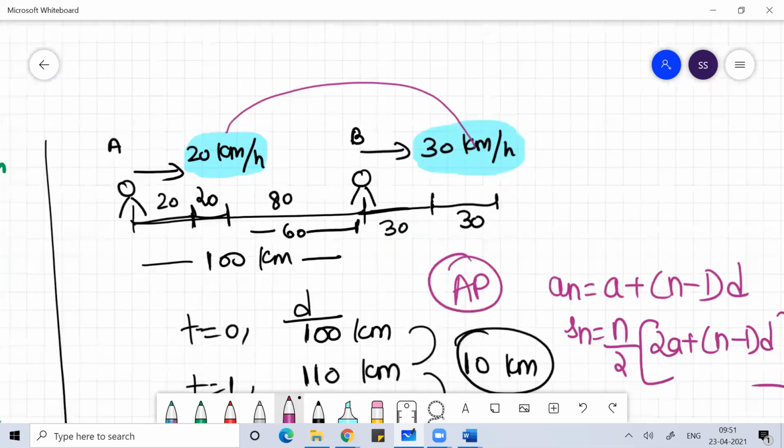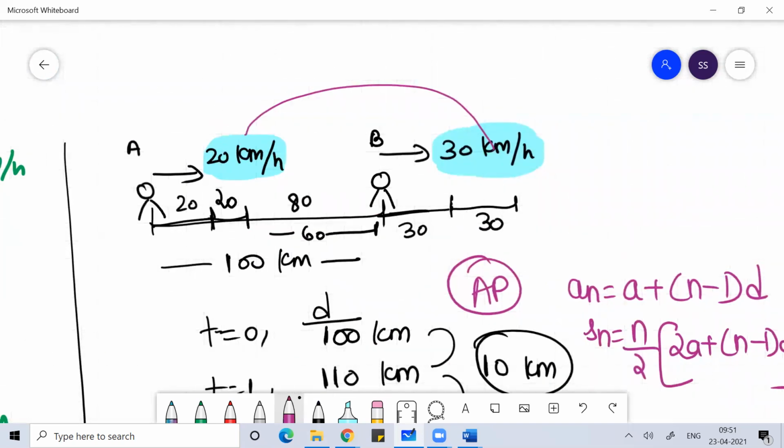So if A wants to catch B, then the speed of A should be more than the speed of B. In this case, the relative speed between A and B is minus 10 kilometers per hour. So that's why at every interval of time, B will make a lead of 10 kilometers over A. You can understand this concept. You can spend more time, do more research, and ultimately you will get the same answer.